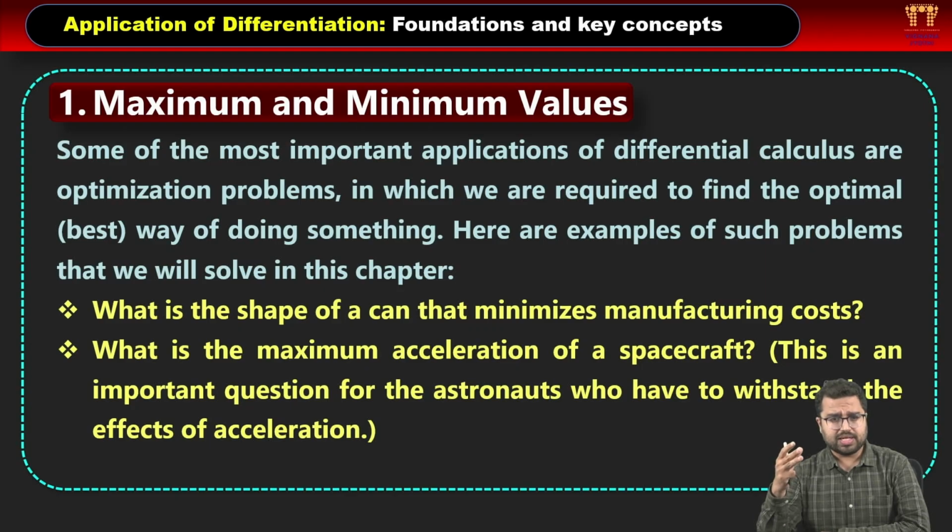One more application: suppose you have a company which manufactures cans, and a can is the storage for water or cold drinks. You want to decide the shape of the can in order to minimize its manufacturing cost. So this is one of the minimization problems. If you minimize your manufacturing cost, it will benefit your company.